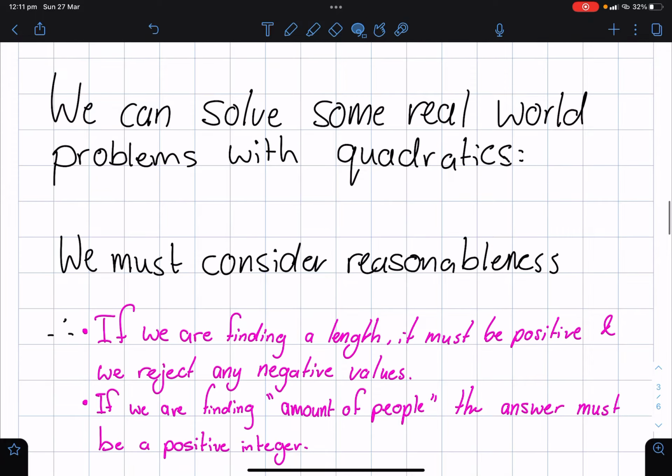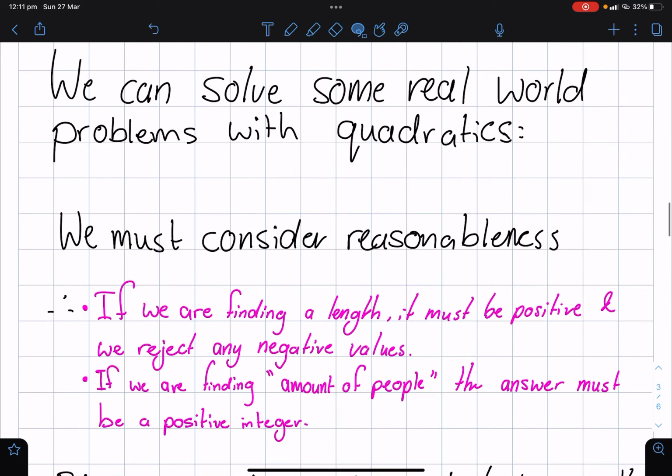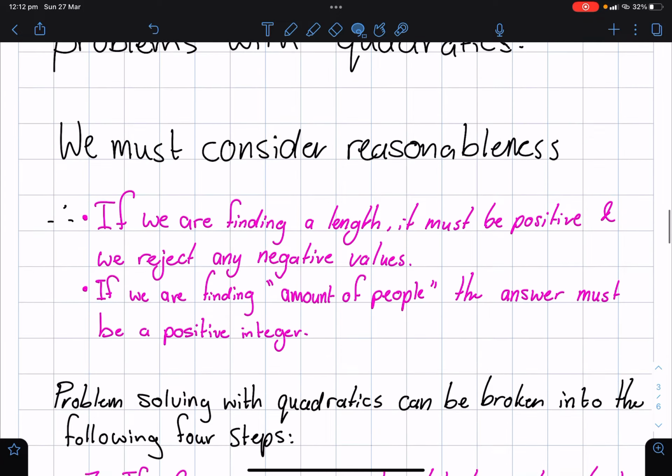The second one is if we're finding the amount of people or the amount of animals, the answer must also be positive. You can't have a negative amount of people or animals, but it also must be an integer, a whole number, because you cannot have 1/3 of a person. We have to have whole people. So they're the two reasonableness assumptions we must consider every time we do a problem solving question.